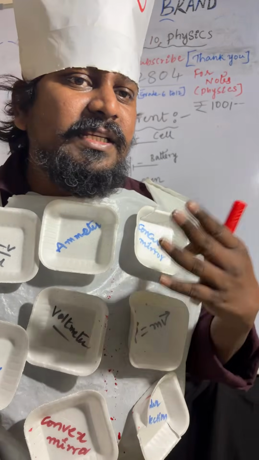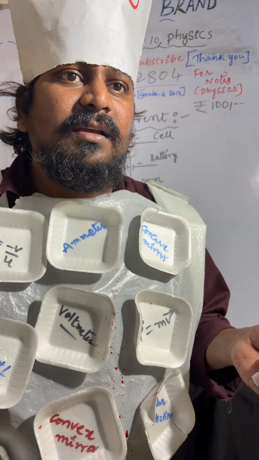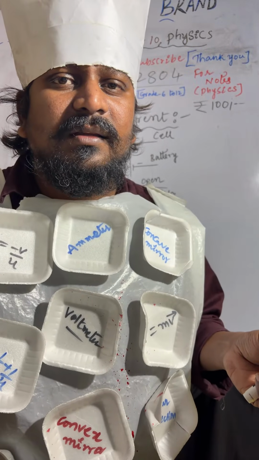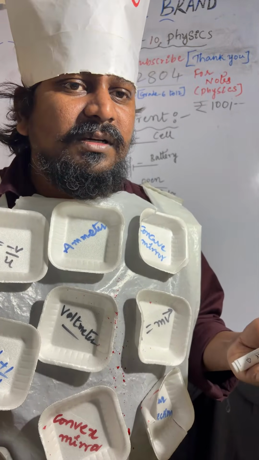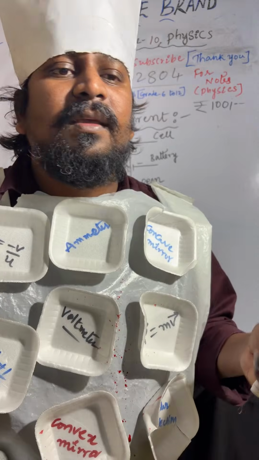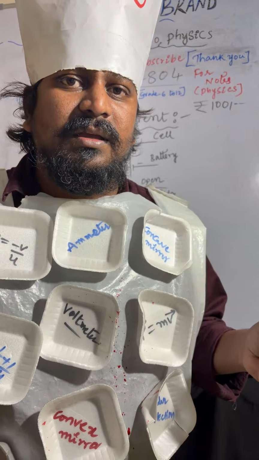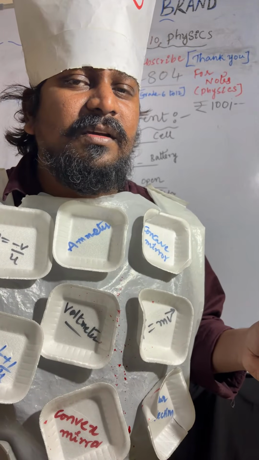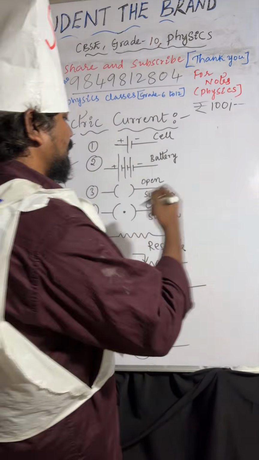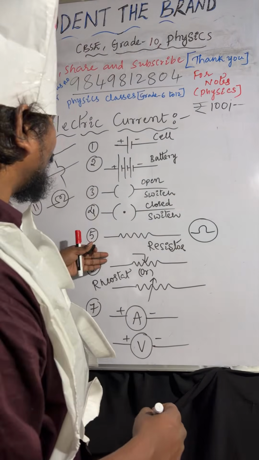So, resistance is the phenomenon of opposing the electric current. That's the point. And next, resistance. The SI unit of resistance is ohm. Symbol, anyway, we will write. This is the symbol for resistance.